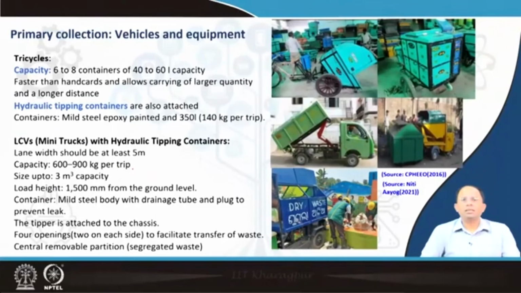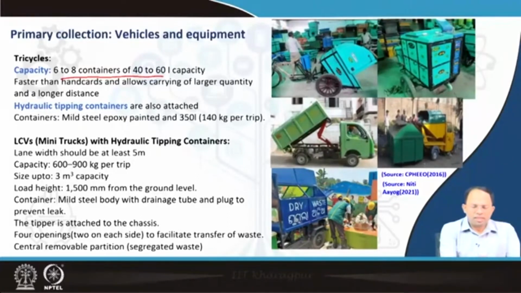Then come tricycles. Now, as you understand, this could be a little bit bigger in size because here we are using a mechanical system so that people can pedal and carry it. So instead of pushing it, the size of the vehicle is a little bit larger, and the amount of load you can carry is also a little bit larger. So 6 to 8 containers of 40 to 60 liters capacity. These are faster than handcarts, and allow carrying a larger quantity of waste for a longer distance.